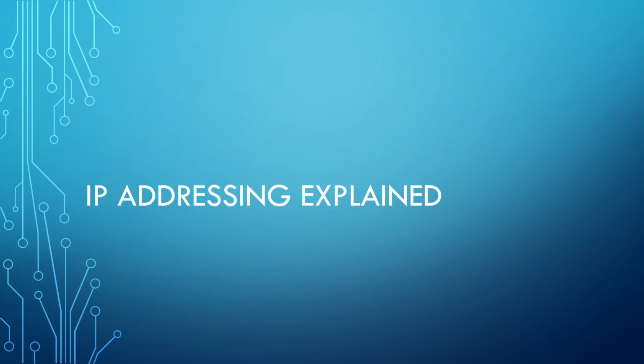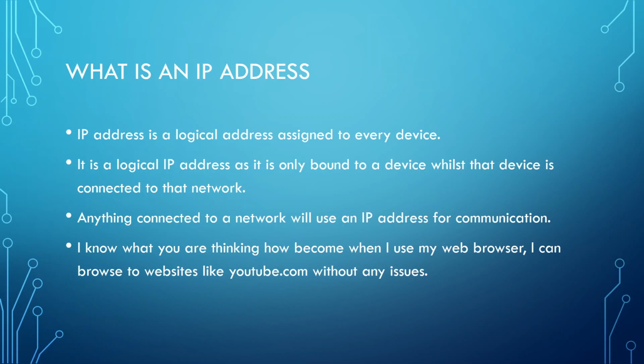In this video, we will be exploring the concepts behind IP addressing. So to begin with, what is an IP address? An IP address is just a logical address which is assigned to every device on your network. The reason why it's logical is because it's only bound to your device whilst it's connected to that network. If you were to move, let's say, from your home network to your corporate network, you were to move your laptop, chances are you would be assigned a different IP address.